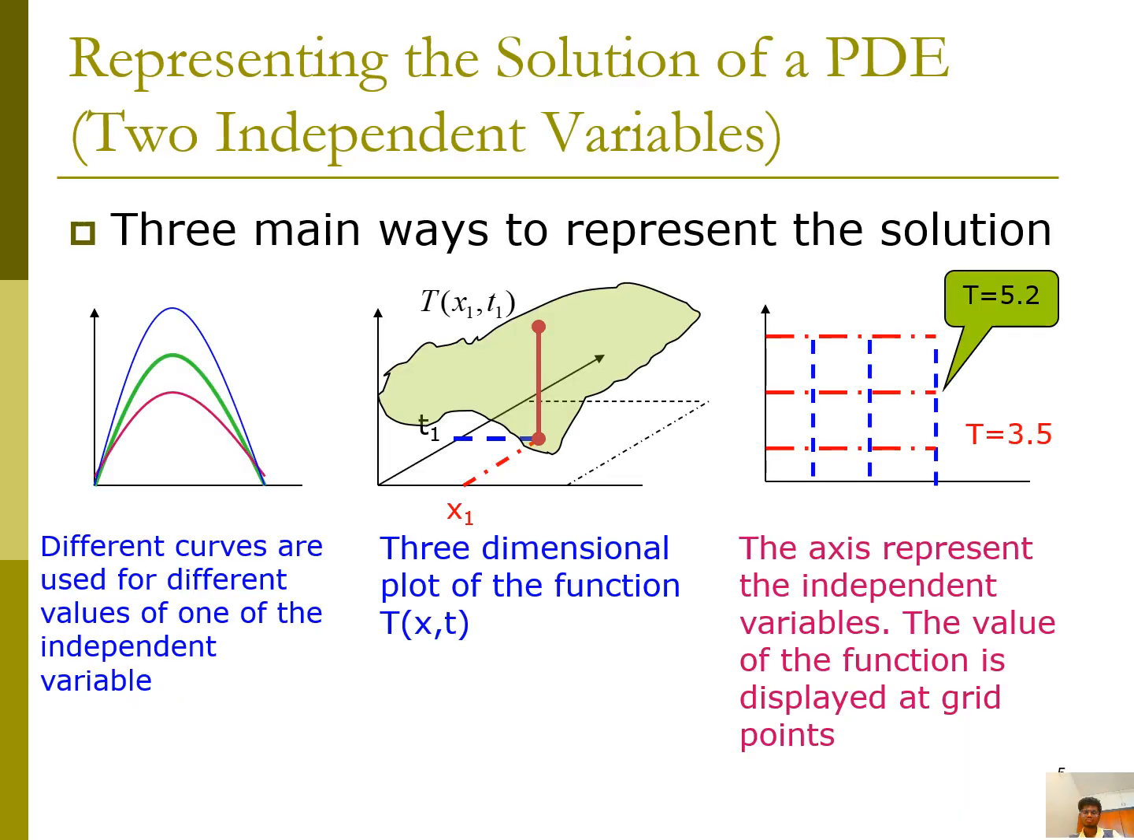Representing the solution of a partial differential equation with two independent variables. There are three main ways to represent the solution. Different curves are used for different values of one of the independent variables. Or a three-dimensional plot of the function T(x,t), where the axes represent the independent variables and the value of the function is displayed at the grid points.